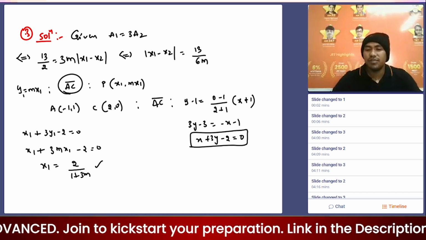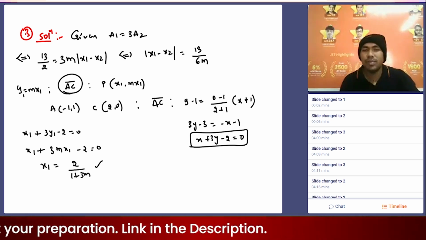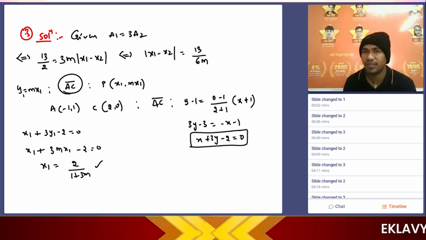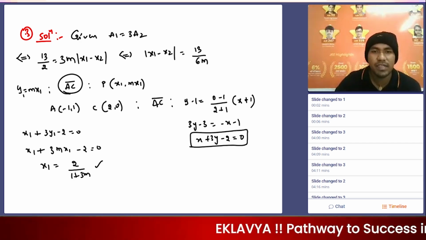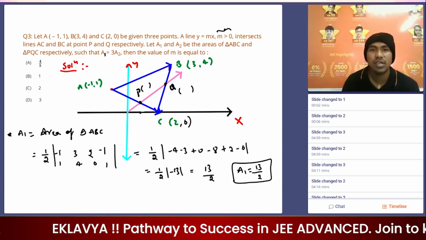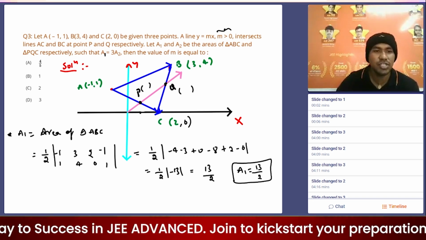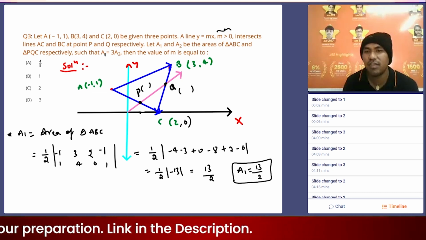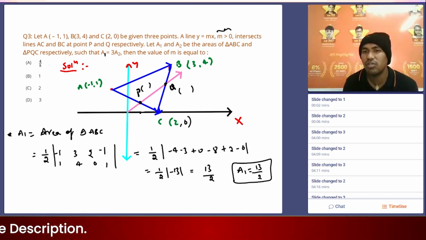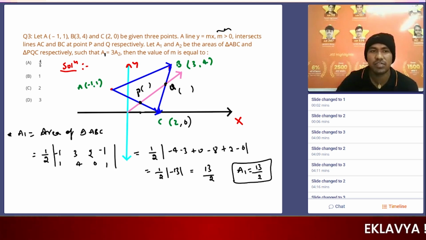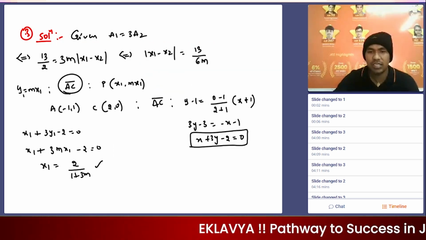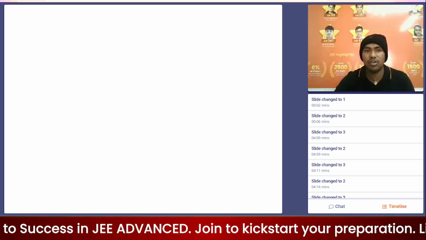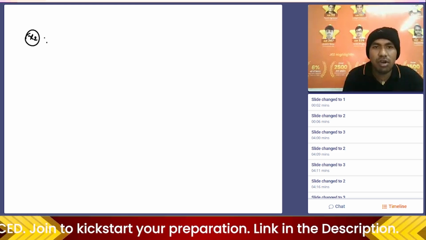In the same way, now take y2 equal to mx2 and the equation of BC. What are the points we have? The point B is (3, 4) and C is (2, 0). If you take the line joining B and C, and y2 equal to mx2, if you solve those two, you will get the x2 value as well, right? So now we got the x1 value, and next we are solving for the x2 value. To get the x2 value, how will you get it?